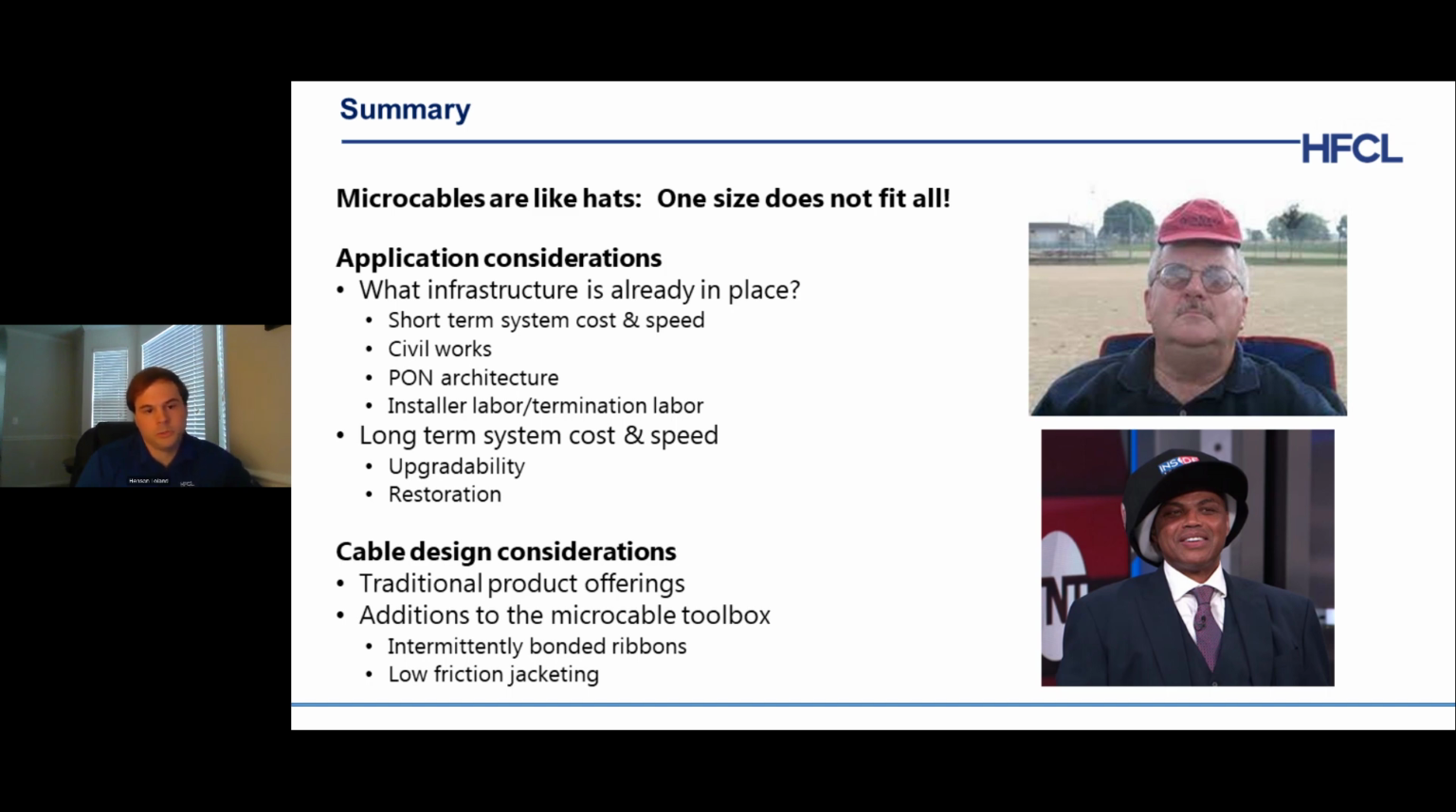We did touch on several different cable design considerations and specific offerings that are out there. The traditional product offering would be your traditional loose tube type. But we have made a lot of advancements within the industry, and specific to HFCL, we have the added tools of intermittently bonded ribbon, which adds mass fusion splicing to your toolbox, and lastly, low friction jacketing. That's not necessarily specific to HFCL; within the industry there's been a lot of headway with all the different tools out there to take advantage of this application. With that, I will turn it back over to Sean for the Q&A session.